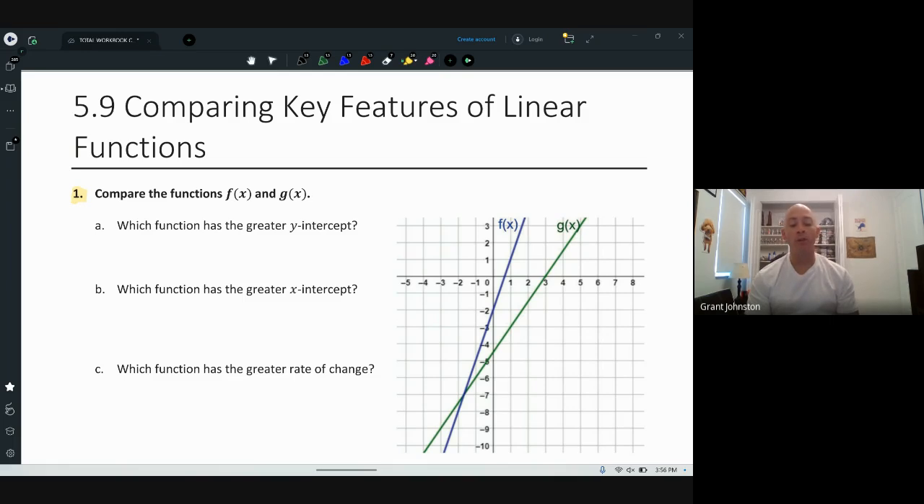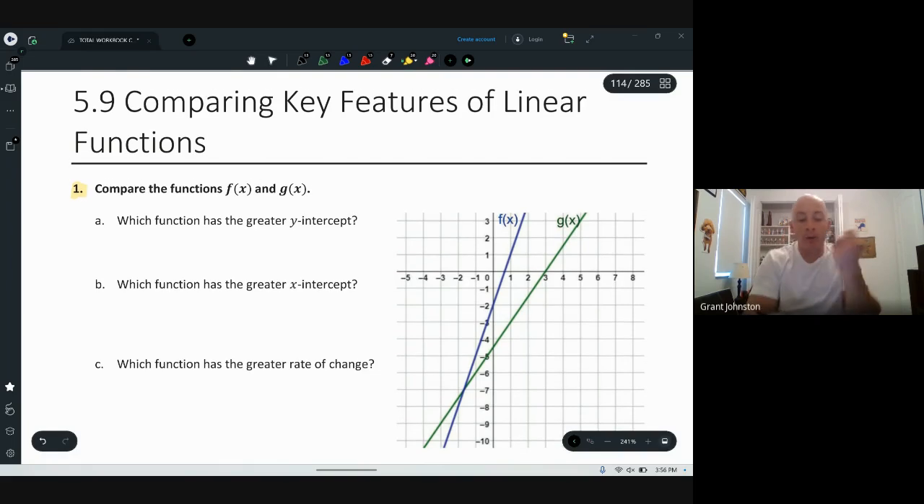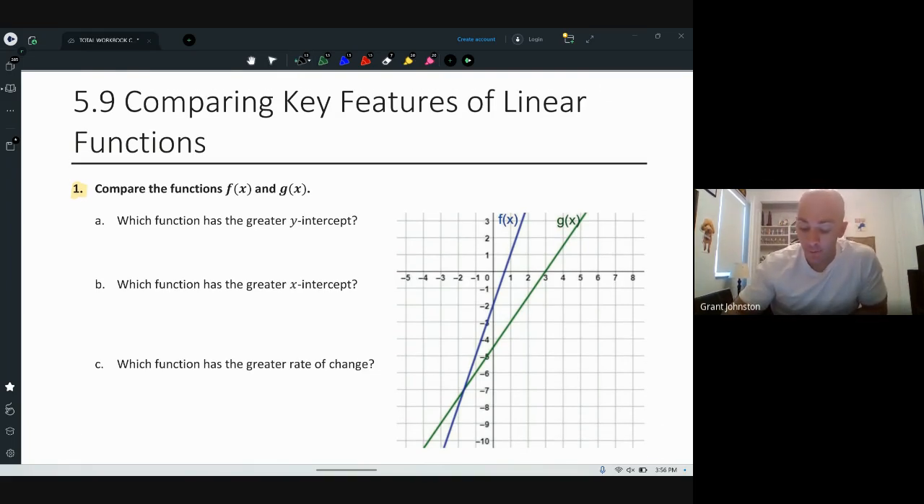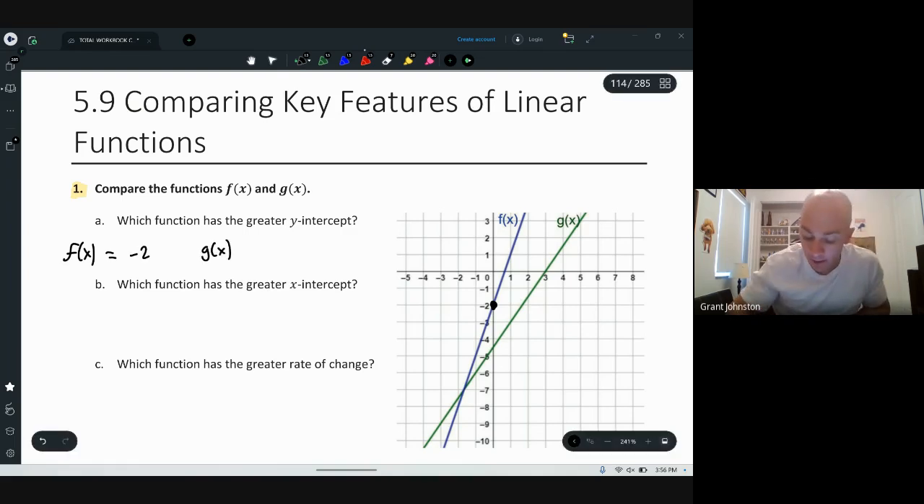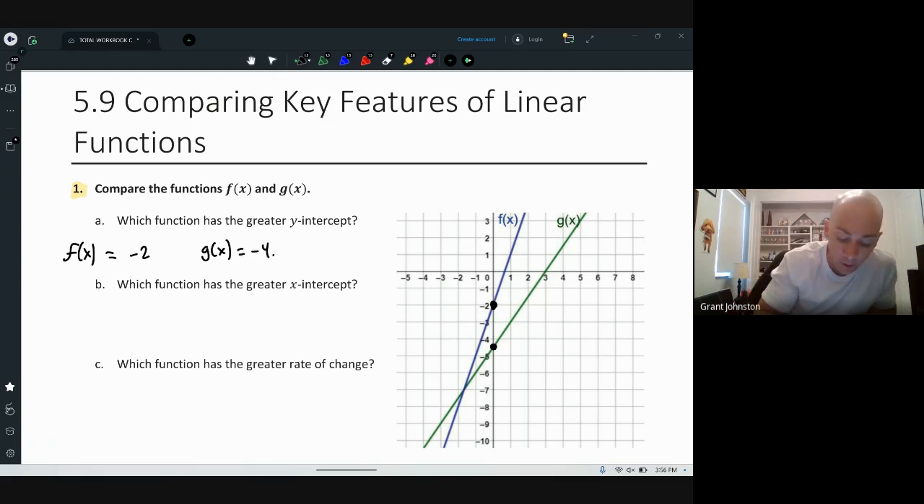It says which function has a greater y-intercept, okay? So with the graphs, the y-intercept is very easy to identify, right? Because for f of x, the y-intercept looks to be at -2. For f of x, maybe I'll just write that. F of x, the y-intercept seems to be at -2, while g of x, the y-intercept, now I don't know exactly what that is, but I can kind of identify it as -4.5 about.